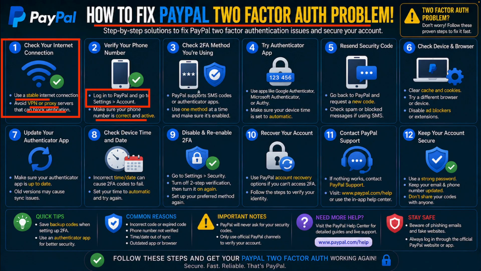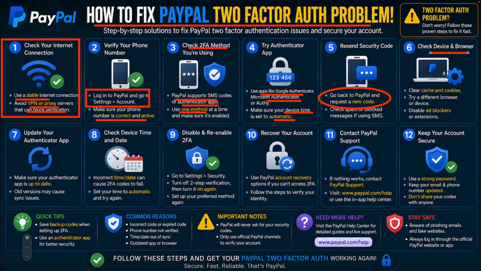You can also simply go ahead and check the 2FA method you're using. So PayPal supports SMS codes or Authenticator apps, so use one method at a time and not both. You can also try apps like Google Authenticator, Microsoft Authenticator, and make sure that your device time is set to automatic. If that is not the case, simply go back to PayPal and request a new code one more time.